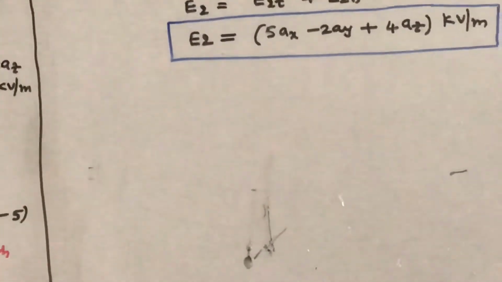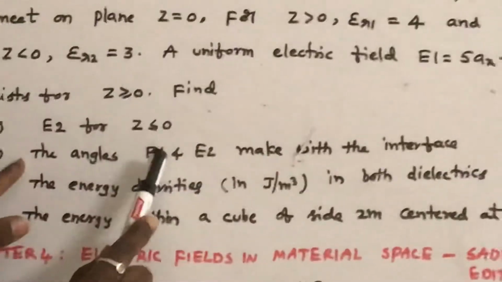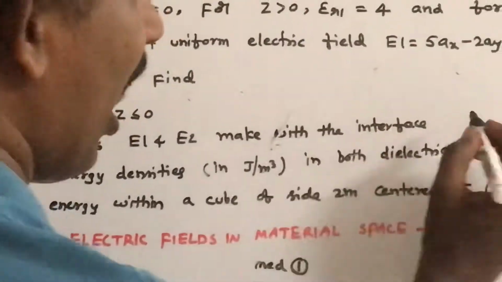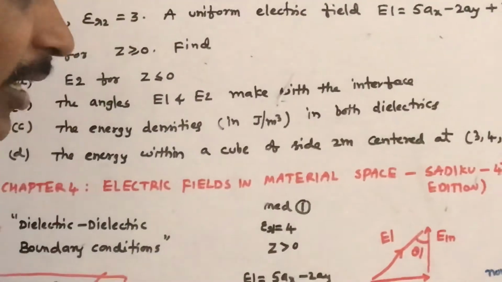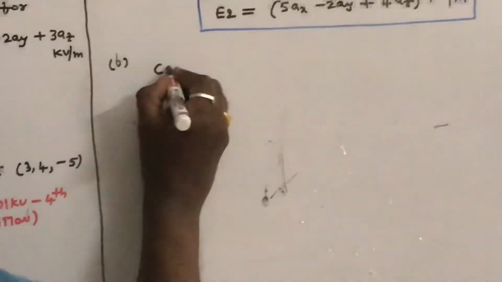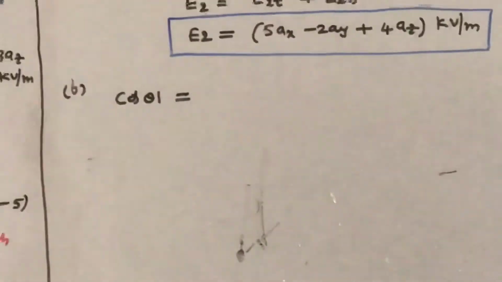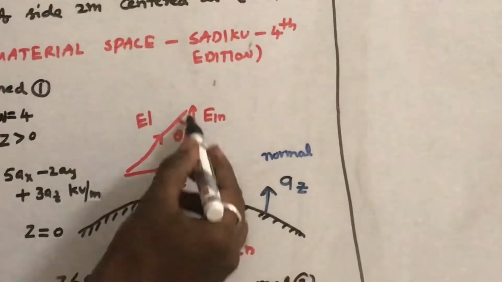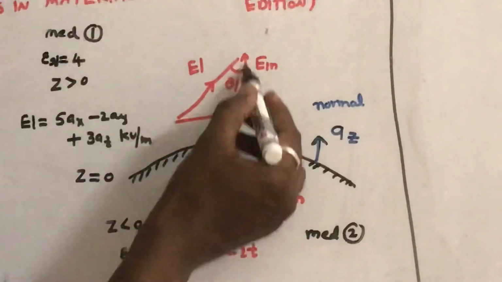Now let us find out what the second question is. It asks to find the angles E1 and E2 make with the interface. In fact, the question should be phrased like this: with respect to the normal to the interface. From this diagram, write the cos theta 1 formula for the B question. What is cos theta 1 from this diagram? The adjacent side by the diagonal side, so that is E1n by E1.